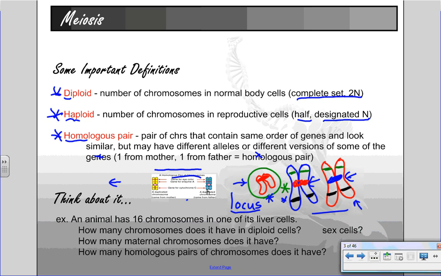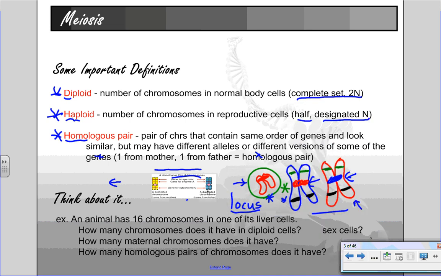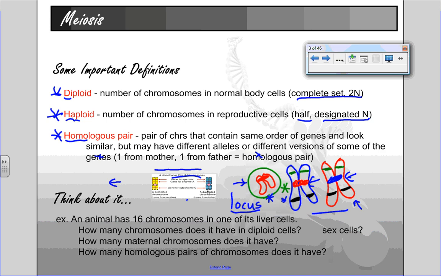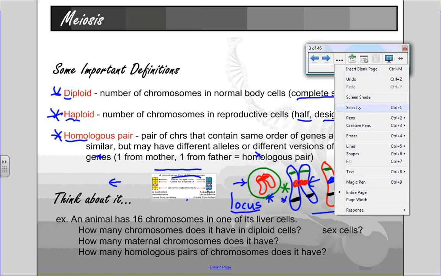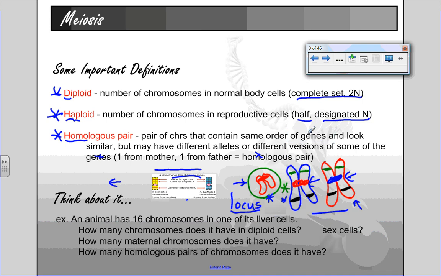So, I wanted to have a look at these questions at the bottom. And we did go through them in class, but this thing seems to be in the way. I'm just going to move it up here. There we go. All right. So, an animal has 16 chromosomes in one of its liver cells. All right. So, if you think of the liver cell, is the liver cell a reproductive cell, or is it a somatic cell? In other words, is it a germ cell or a somatic cell?